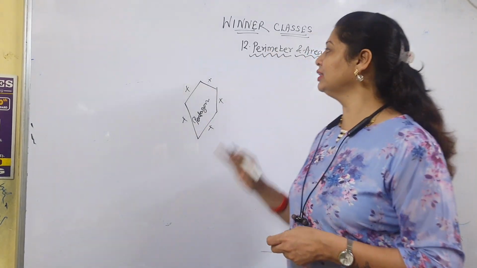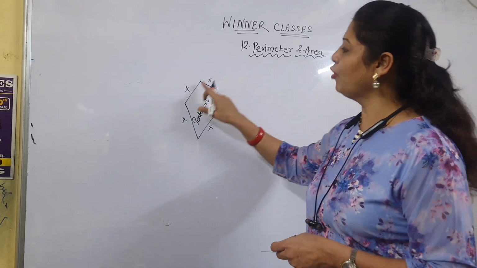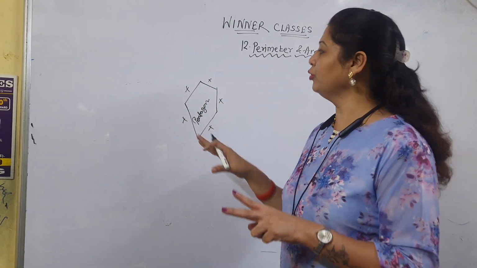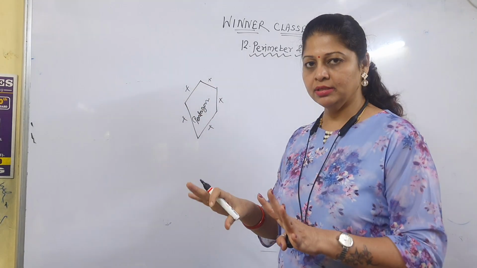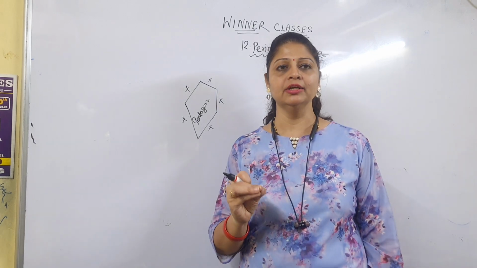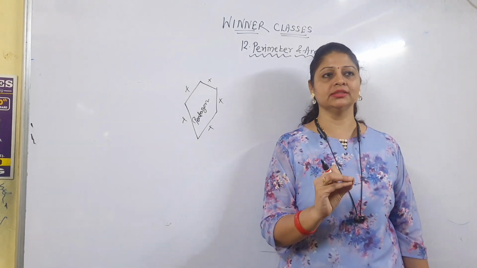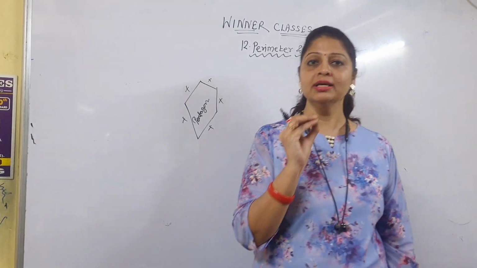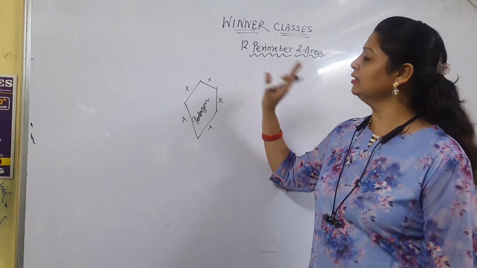Okay. So first of all, the main concept of the perimeter means whatever the diagram we have, we have to find out the sides first. And whatever the sides are there, we add all the sides. Okay, we want the sum of all those sides. Okay, then we get the perimeter.